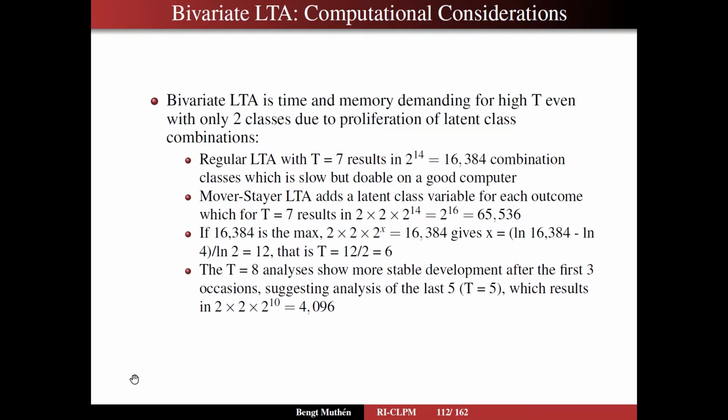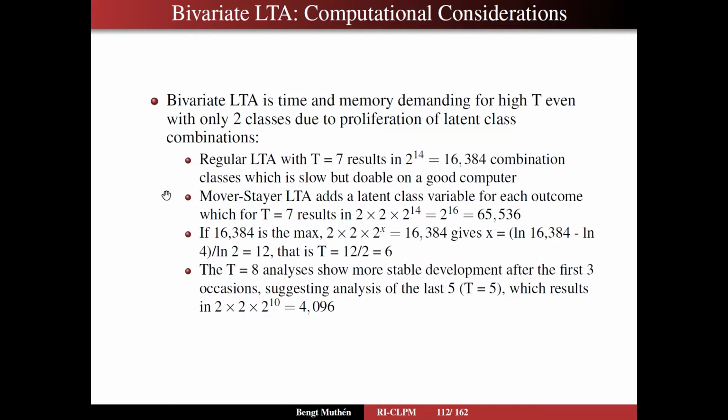Now regular bivariate LTA with 7 time points results in 2 to the power of 14, 16,384 combination classes, which is slow but doable on a good computer. So that's pretty much the max that I want to consider on my computer. And my computer is a Dell desktop with the Intel i9 processor, i9-11900K, and I have 32 gigabyte RAM.